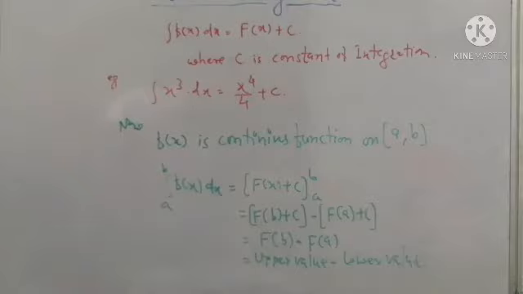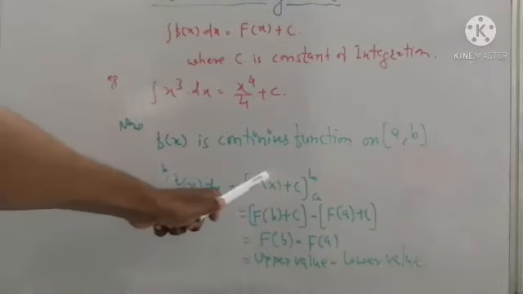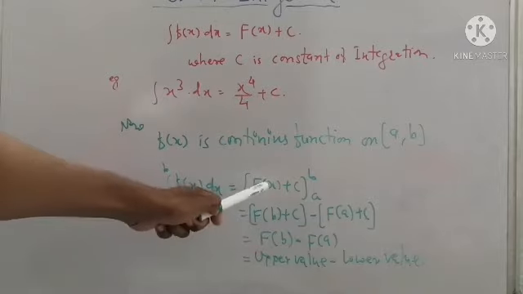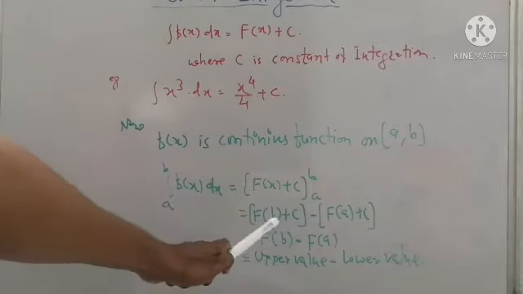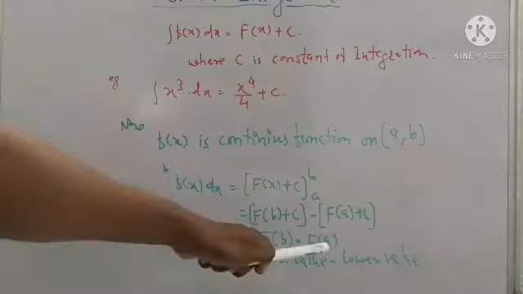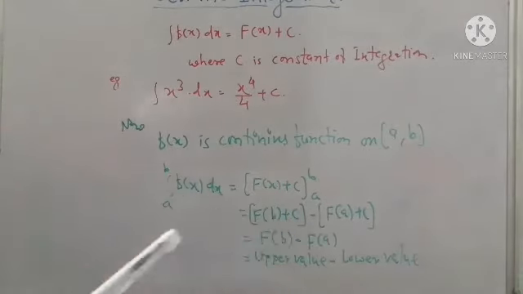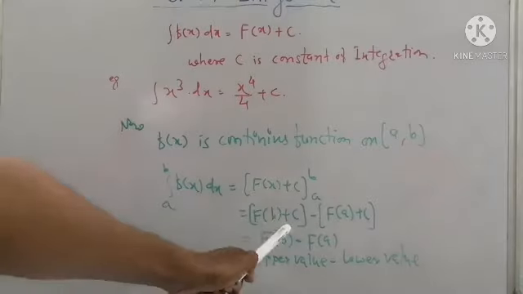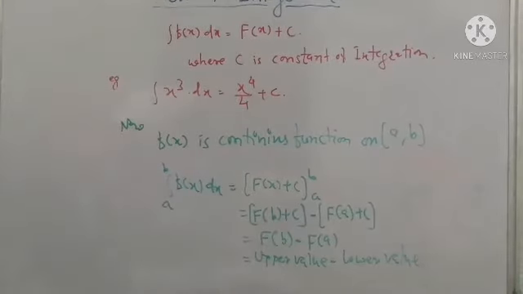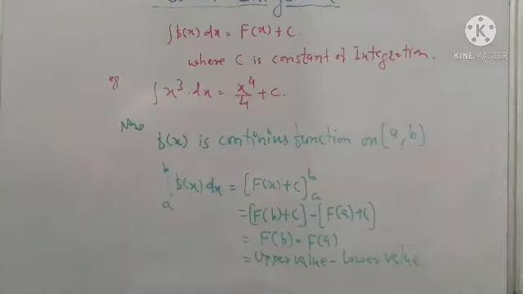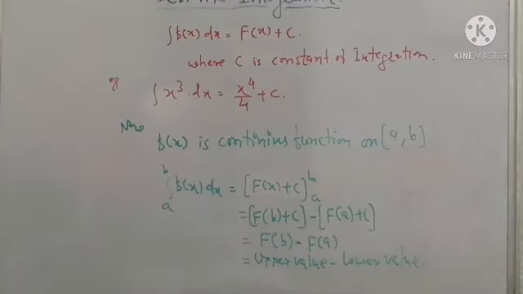f of x dx. As f of x has the integration capital F of x plus c, now we put the upper limit in this integration, so we get F of b plus c, and the lower limit in the integration, so we get F of a plus c. Subtracting them, we cancel the constant of integration c, so c is eliminated from here and we get upper value minus lower value, which is a constant. Such an integration is called definite integration.